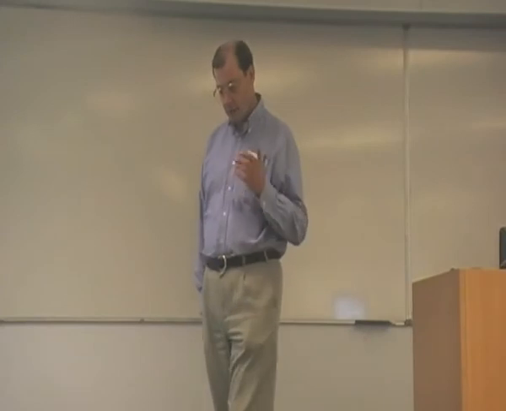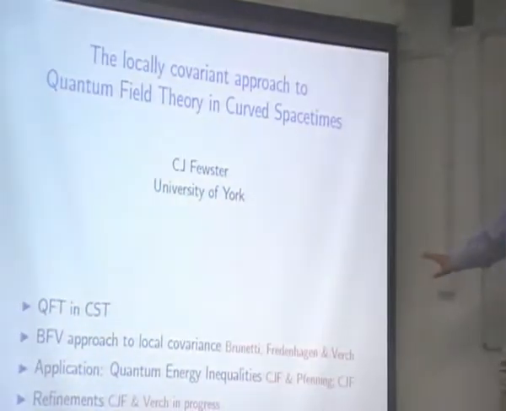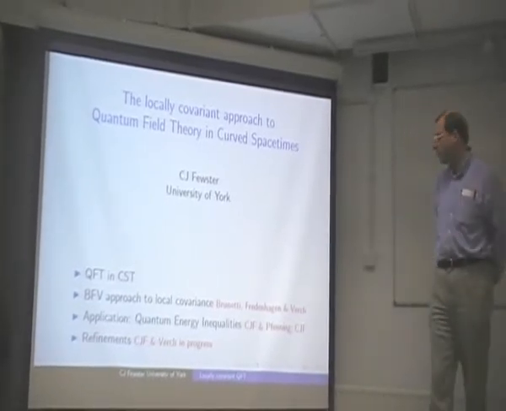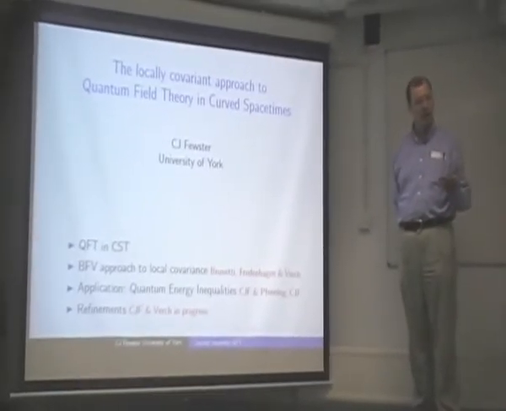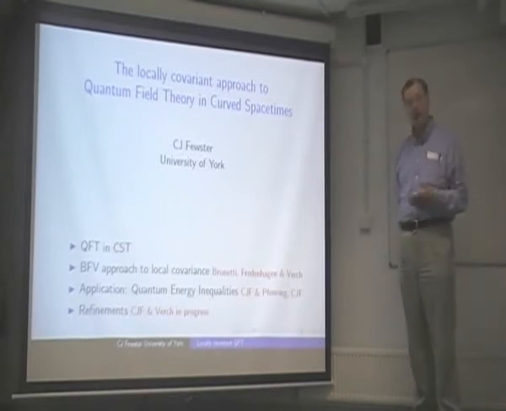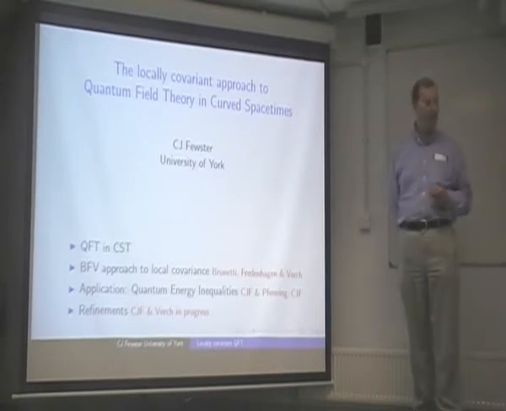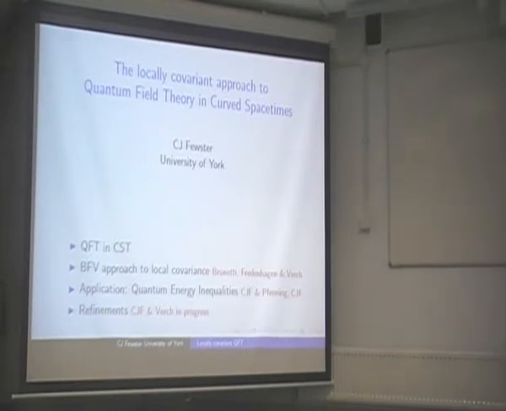Now, I'm not going to assume that people know too much about quantum field theory in curved spacetime, so I'm going to say what that is to start with, and then explain this approach to local covariance using categories that was developed by Brunetti, Fredenhagen and Verch. I'm going to give a concrete application to show how this sort of thinking can actually help you. Again, you don't need to have the category theory, but you get some nice results with very little work. And then finally, I'm going to end up talking about some refinements of the BFV structure, because in some ways I believe it's too weak. That is work in progress with Rainer Verch. He's been on holiday for the past month, so he might find some of this a bit surprising.